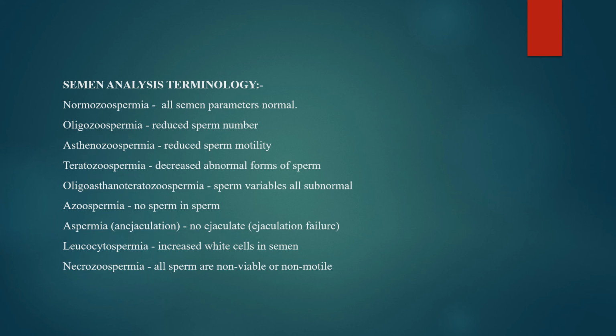Azoospermia is referred to as no sperm in the semen. Aspermia, no ejaculate, means ejaculation failure. Leukocytospermia is increased white cells in semen. Necrozoospermia is referred to as all sperm being non-viable or non-motile.